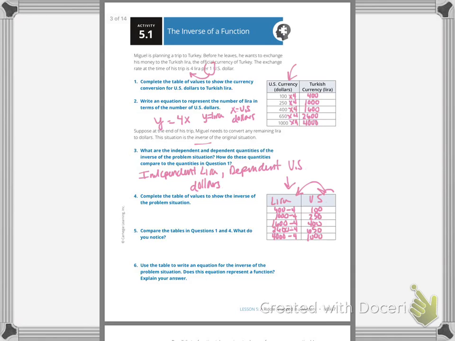Okay, so compare the tables in question 1 and 4. They should be opposites of each other. So my x's and y's are kind of the flip of each other. Use a table to write an equation for the inverse of the problem situation. How do I say divided by 4? So I could do x divided by 4, or in this situation I could say 1/4 x, where x is going to be my lira and y is going to be my US dollars.